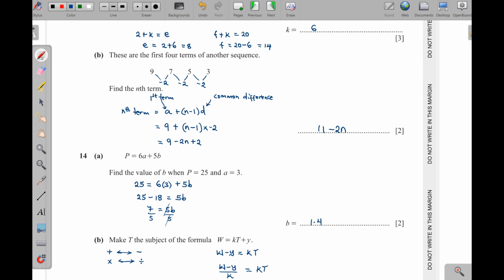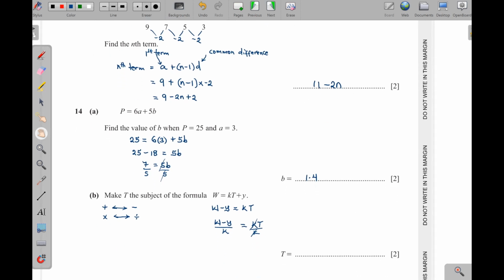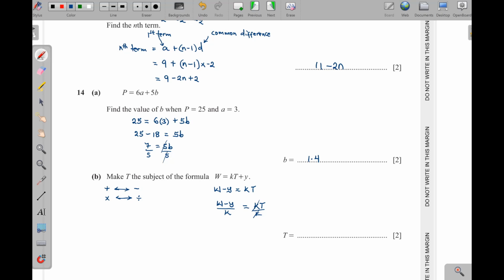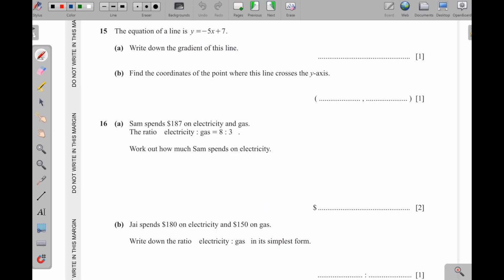And here you also divide it through, so it disappears. And therefore your K, your T is going to be W minus Y out of K. As simple as that.